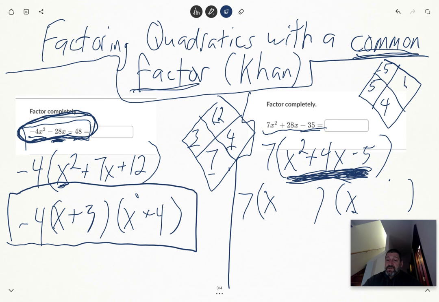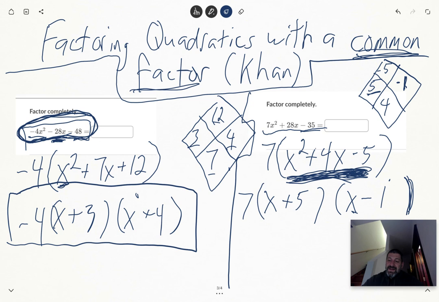Now the only question is, one of them's got to be negative. So is it the 5 or is it the 1? Okay, it'd be the 1 here, because 5 plus negative 1 is 4. So our solution would be x plus 5 from here, and x minus 1 from here.